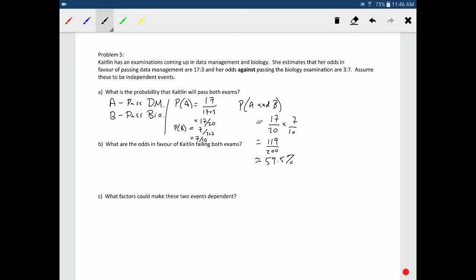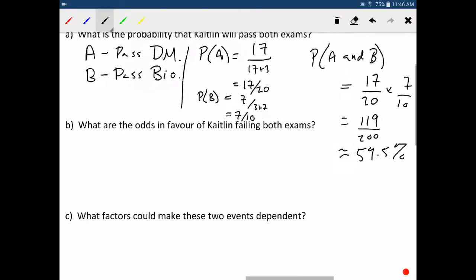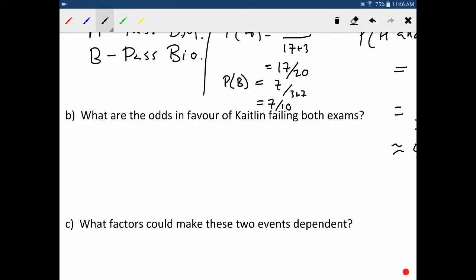So what are the odds in favor of Caitlin failing both exams? The odds in favor of her failing both exams. So we want the probability. Again, always start with probability. Don't worry about the odds until the end. So we're going to say probability of A prime and B prime. Okay. So the probability of her failing data is 3 out of 20. Okay, and then we'll have 3 out of 10 for bio.